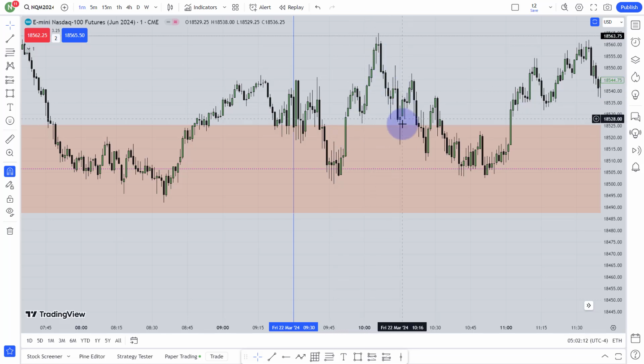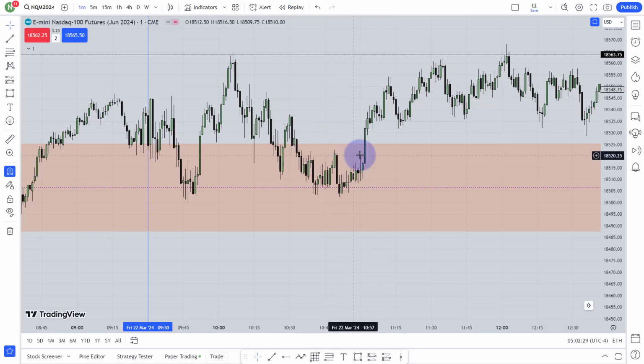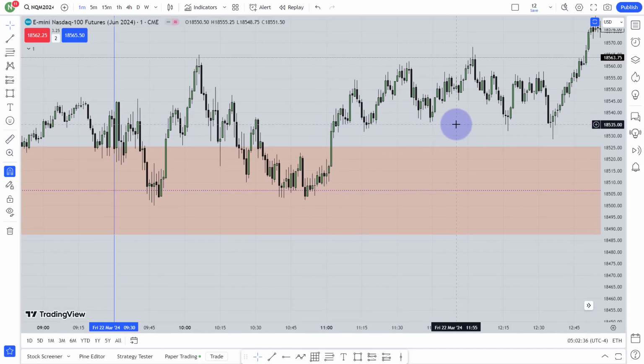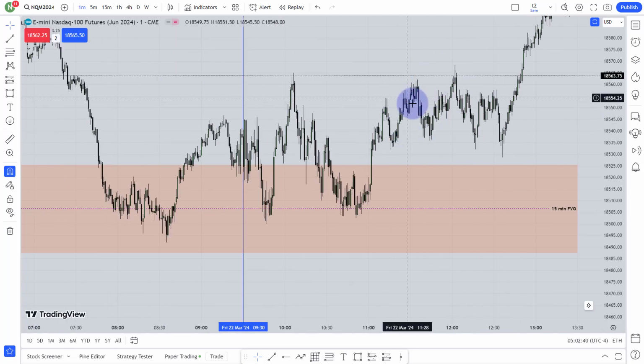You can see the market never gave you that market structure shift. Until here there was no market structure shift, and finally I got this market structure shift here, but the market never traded that fair value gap, and that's why we failed our entry opportunity around the morning session. So in the morning session, we didn't have any opportunity to take entry. Then the market went higher.